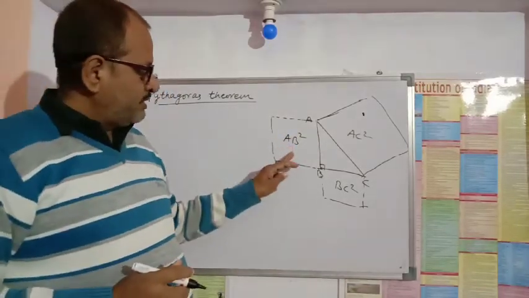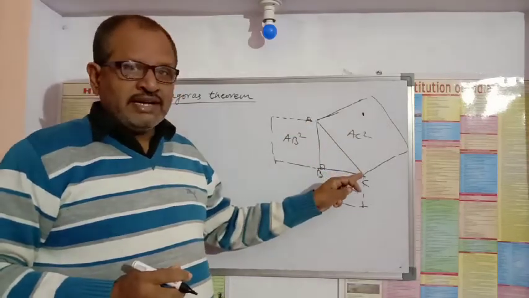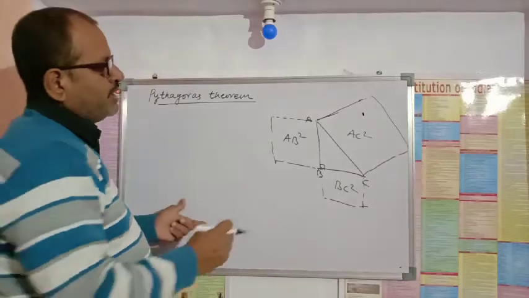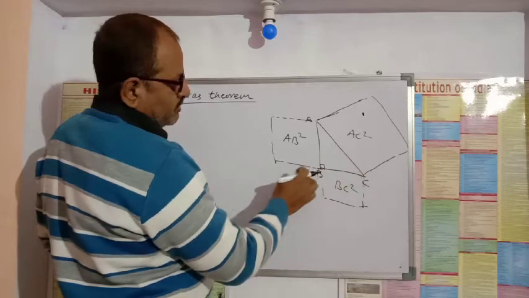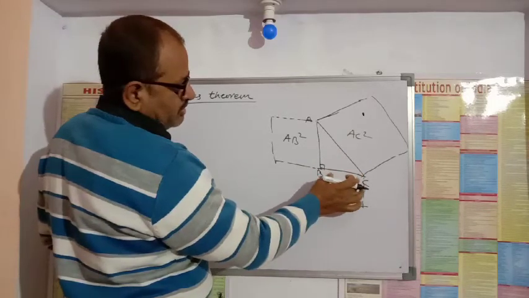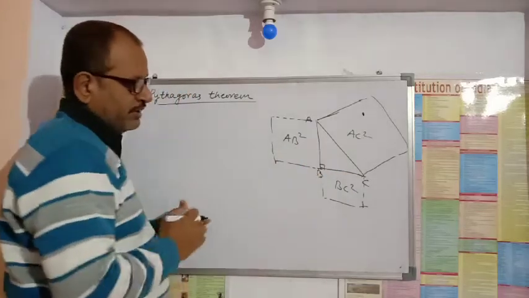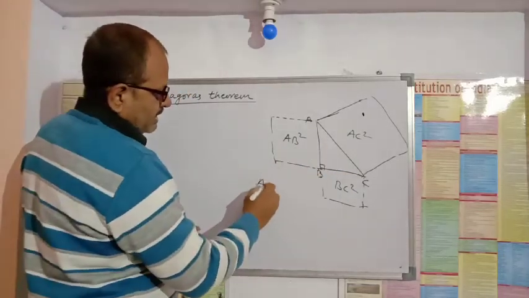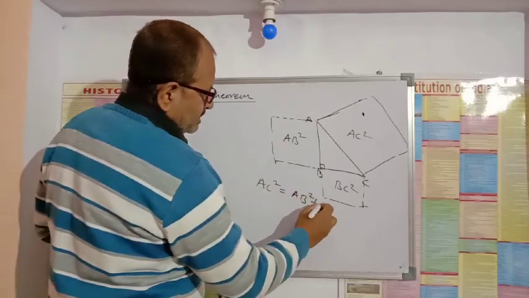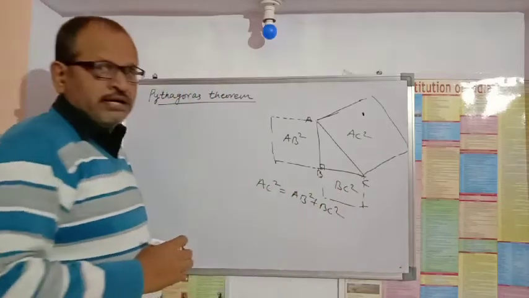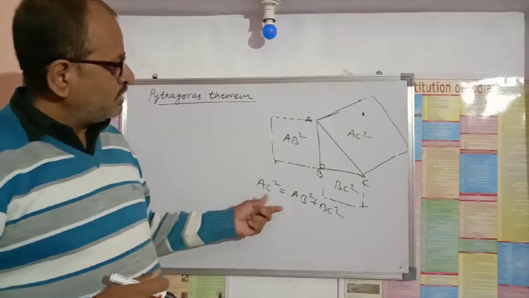So if we draw the squares on all three sides of a right angle triangle, then the area of the square on the hypotenuse is equal to the sum of the areas of the squares on the remaining two sides BC and AB. Means we can say that AC square is equal to AB square plus BC square. This is the meaning of the statement of the Pythagoras theorem.